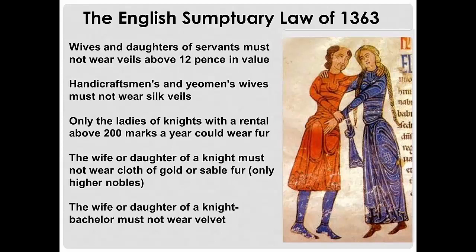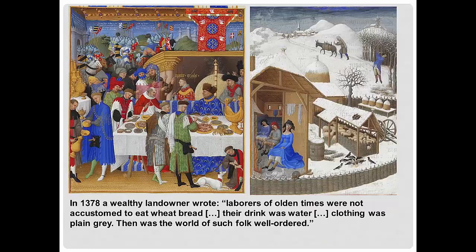In 1363, the British Parliament passed a sumptuary law, basically saying peasants have to keep looking like peasants. It restricted the quality and color of cloth that peasants and town dwellers, that is, non-nobility, could buy, and tried to limit the food they could buy to basic non-luxury items. In 1378, a wealthy landowner wrote, "Laborers of olden times were not accustomed to eat wheat bread. Their drink was water, clothing was plain gray. Then was the world of such."